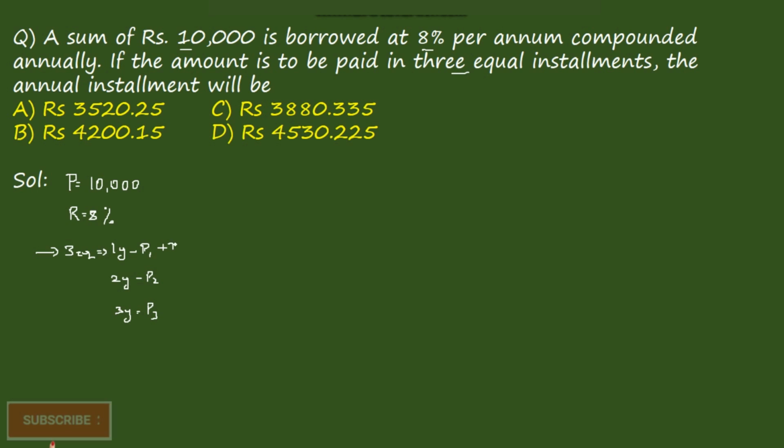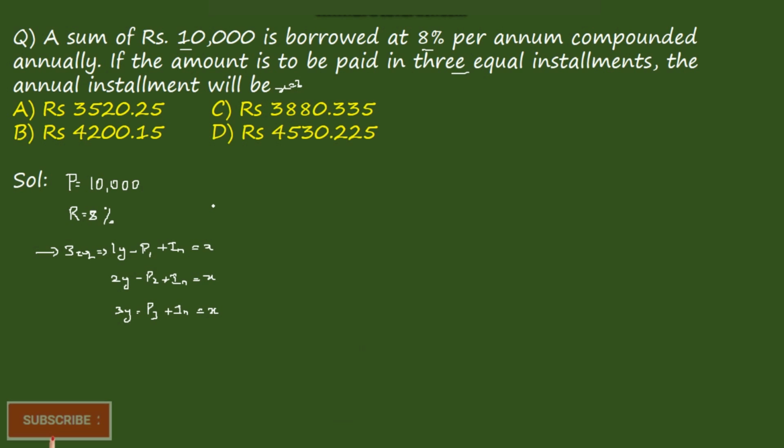P1 amount plus interest they would be adding, and they would be paying it in the form of an installment. It will be equal, so all three terms they will be paying the same amount, right? Now they're asking for the annual installment. We have to find the value of x.